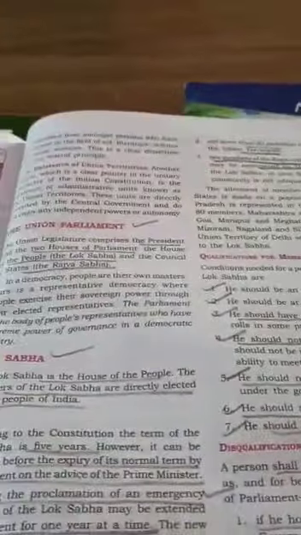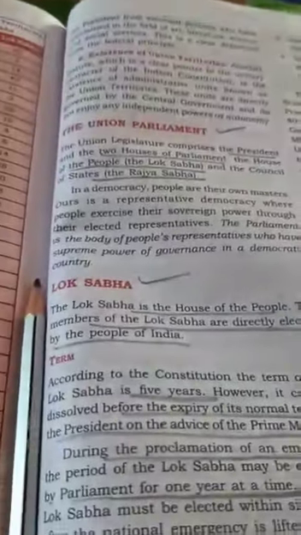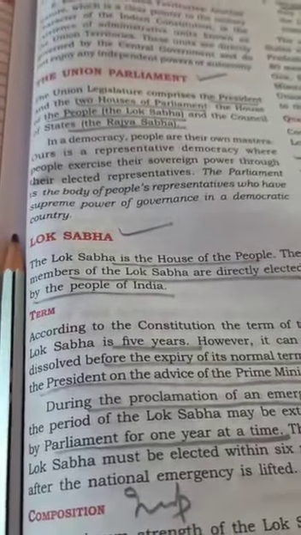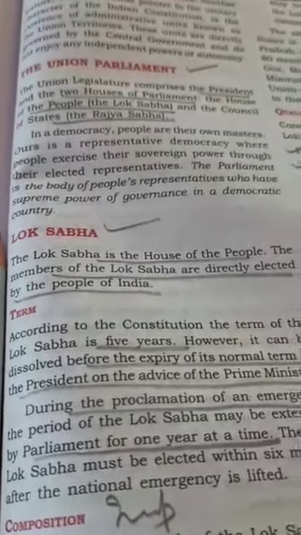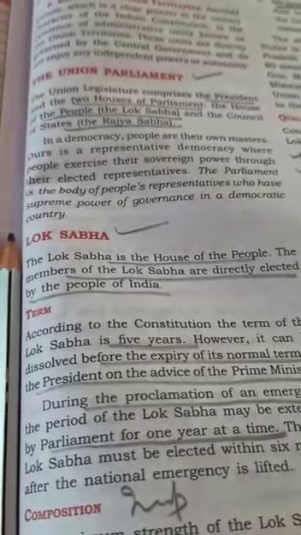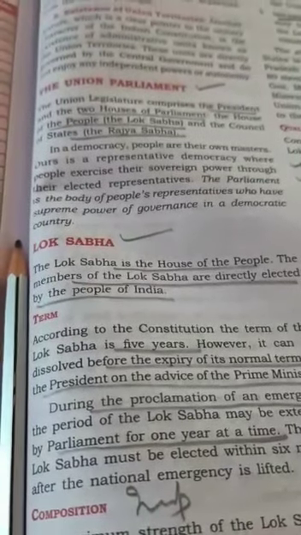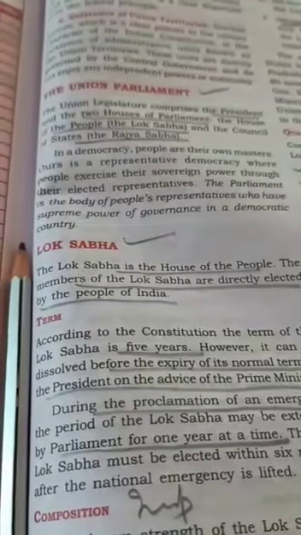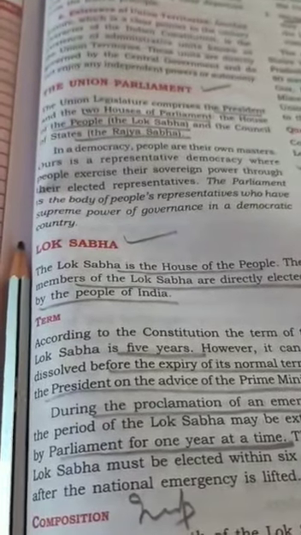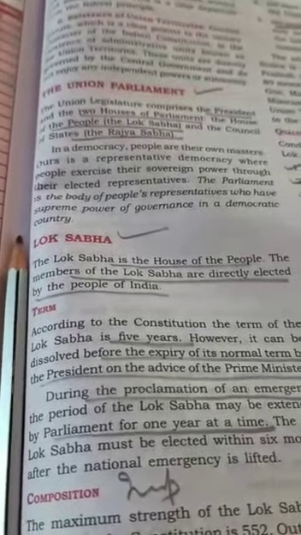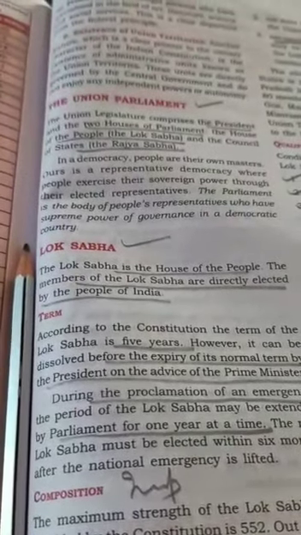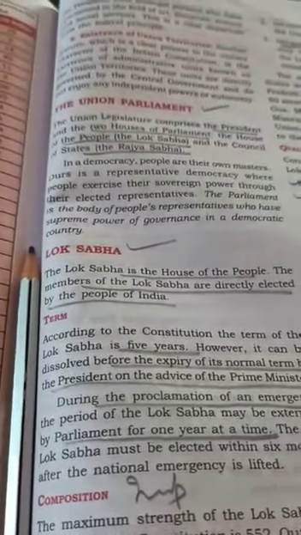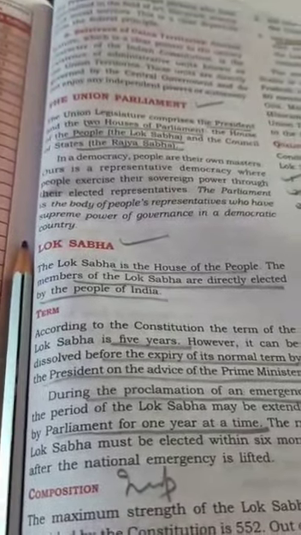The union legislature consists of the president and the 2 houses, that is Lok Sabha, House of the People, and the Council of States, that is Rajya Sabha. So union parliament consists of 3 things, that is the president, the Lok Sabha and the Rajya Sabha. Now first of all we will study about the Lok Sabha, also known as the House of the People, and the members of the Lok Sabha are directly elected by the people of India. We are electing the Lok Sabha members.